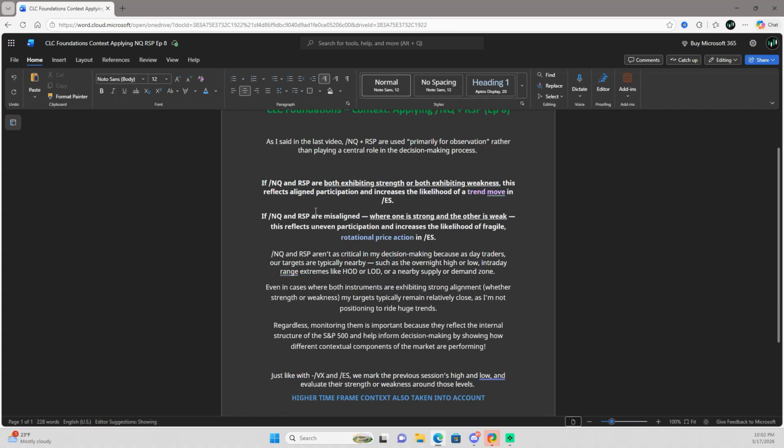And so obviously if these names are misaligned, if tech and the overall broader market are misaligned, one is strong and one is weak, then that uneven participation is going to increase the likelihood of fragile and rotational price action within ES.